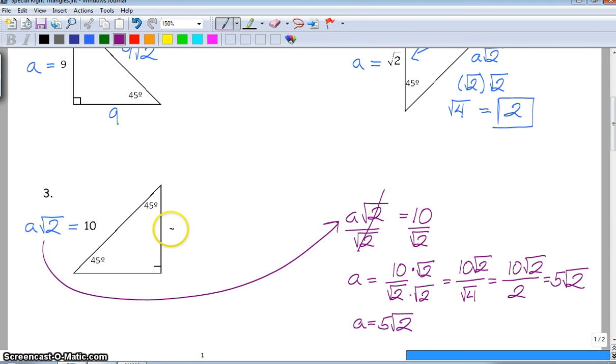Across from 45 is just A, which is 5 root 2. Across from 45 again is A, so 5 root 2. And that's how you find the other sides of a 45, 45, 90 triangle.